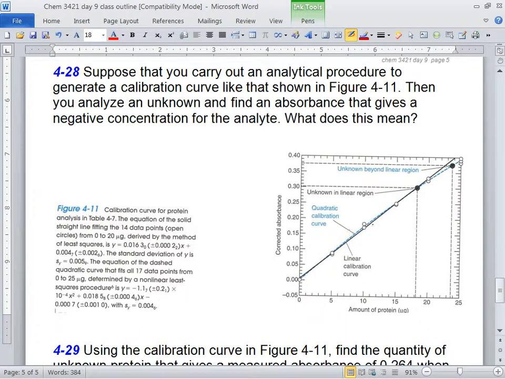Everything looks so pretty, right? You calculate your y equals mx plus b, or in this case, absorbance equals my slope number times my concentration plus my little y-intercept. So, right, these are numbers. You go through the work and you calculate what your concentration is, and you get a negative answer. What does that mean?